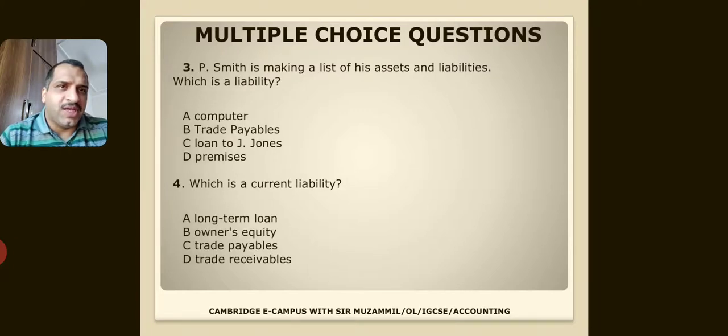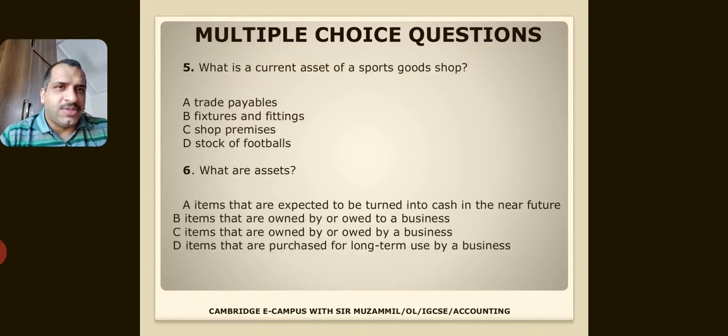P. Smith is making a list of his assets and liabilities. Which is a liability: computer, trade payable, loan to J. Johns, or premises? Very simple. Trade payable is of course a liability. Which is a current liability: long-term loan, owner's equity, trade payable, trade receivable? Same, the answer is C. Trade payable is a liability. MCQ number 5: what is a current asset of a sports goods shop? Trade payable, fixture, shop premises, or stock of footballs? Of course, stock of footballs is the right answer.